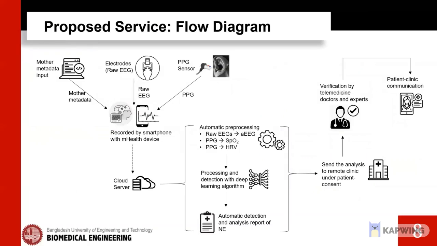Now, let's have a look at our proposed service flow diagram. Mother metadata, EEG, and PPG will be recorded by smartphone with the help of the mHealth device. Then the data will be sent to a cloud server where necessary data processing and automatic detection of encephalopathy will happen with a deep learning algorithm. Then an analysis report will be generated. Before sending this report to users, the analysis report will be sent to a remote hospital for verification by an expert, and then the report can be available to users on a smartphone.